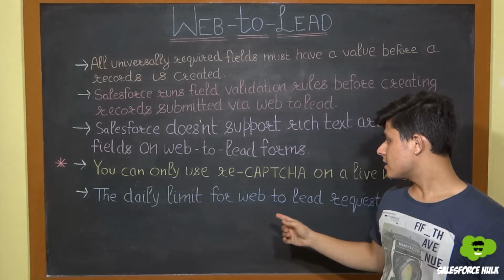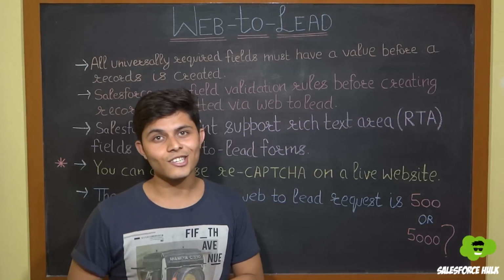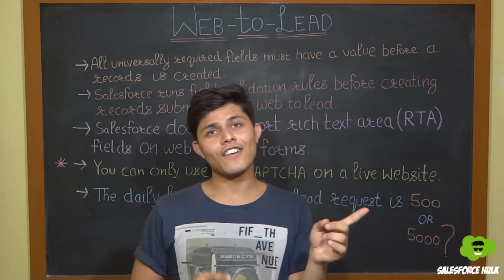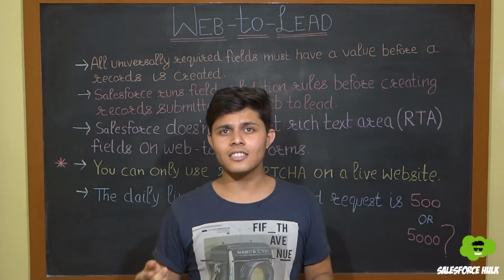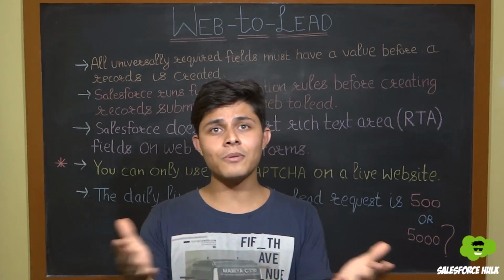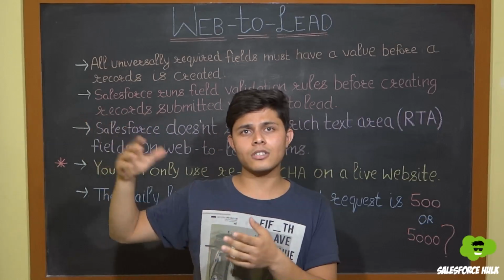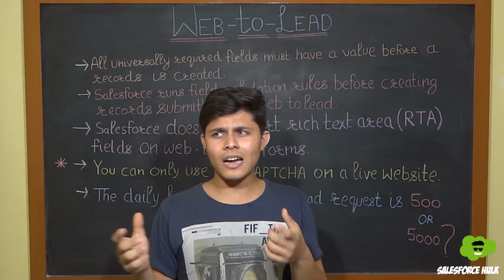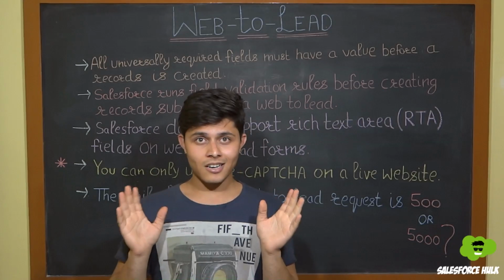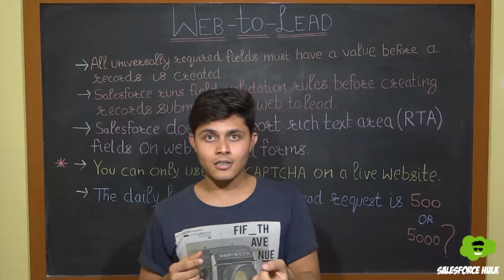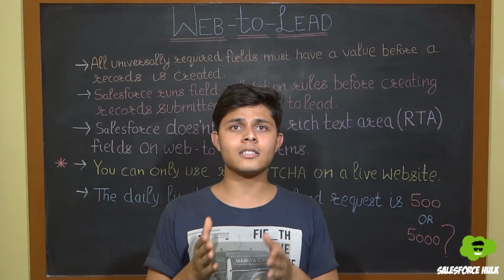And then the last point is the daily limit for Web to Lead requests is 500 or 5000, question mark. Yes, this is a question mark, because I am also confused whether it is 500 or 5000. If anyone of you knows whether it is 500, 5000 or anything else, just comment down at the bottom and let other people know what the limit actually is. I read a year back that it was 5000, but now I have checked the documentation and I'm getting the point that it's 500 only. So I'm literally confused, and I don't want to tell you a wrong answer, so I want you to comment down at the bottom and let other people know what the answer actually is.